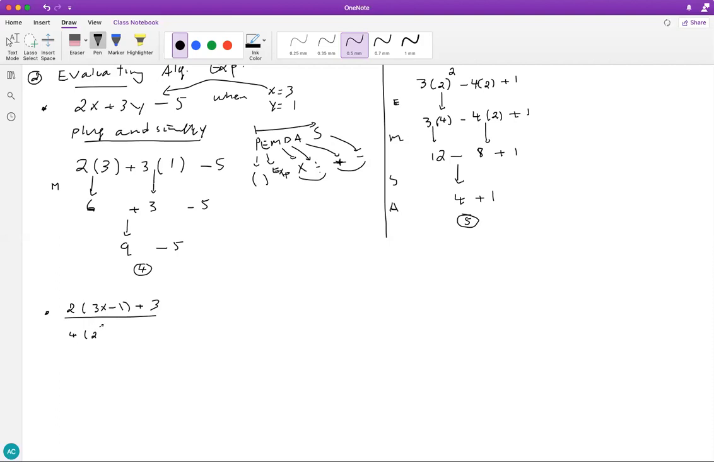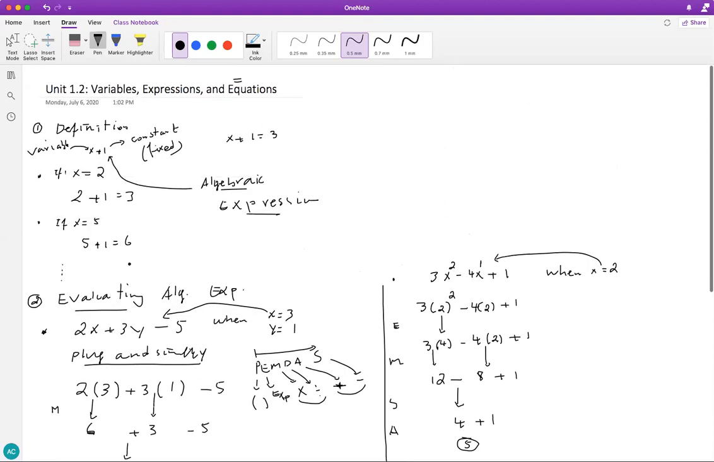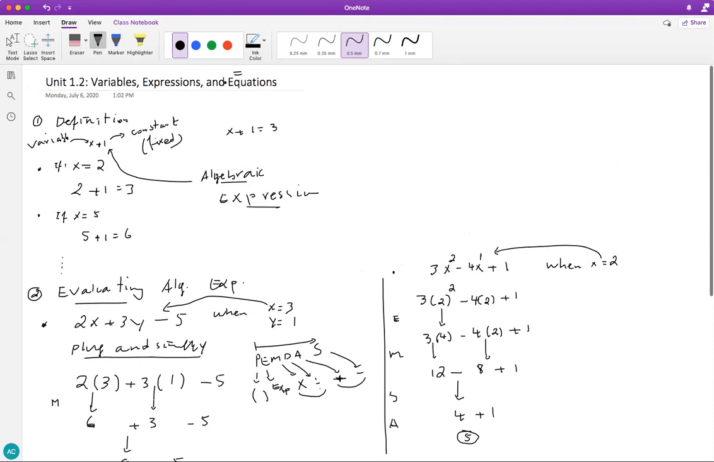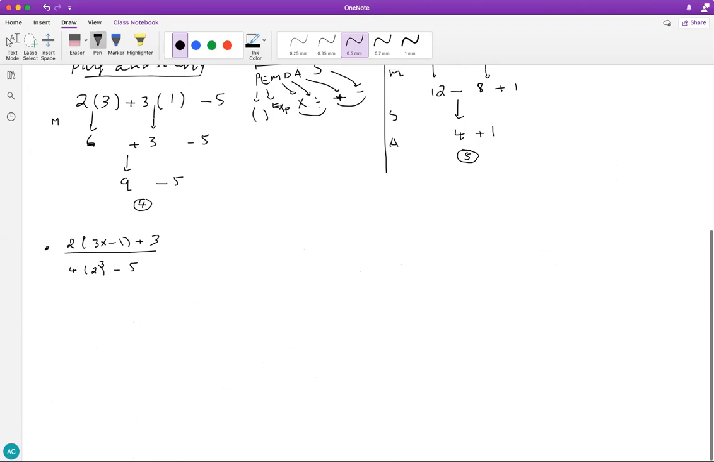2 to the third, probably minus 5. As you can see here, we have another expression, okay? An expression doesn't have an equal sign, it only has variables and letters. So that's an algebraic expression. It just happens to be in the form of a fraction, but we can evaluate this the same way we evaluate the other one. So here we only need one variable.